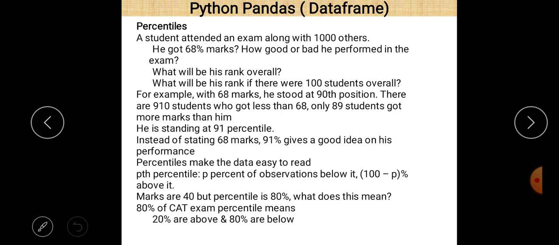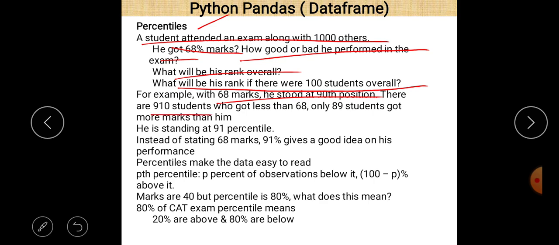Next is percentile. So this is a common term used nowadays, percentiles. It is different from percentage. And why is it used? There is an example here. Suppose a student attended an exam along with 1000 students. He got 68% marks. How good or bad did he perform in the exam? What will be the rank overall, and what will be his rank if there were 100 students overall? Okay, for example, with 68 marks he stood at 90th position.